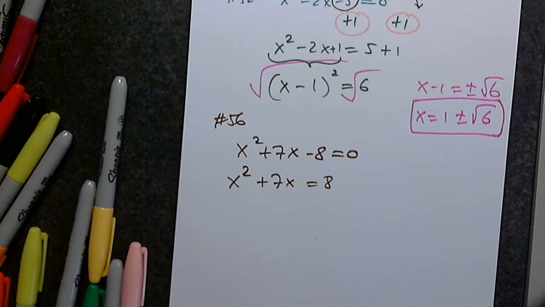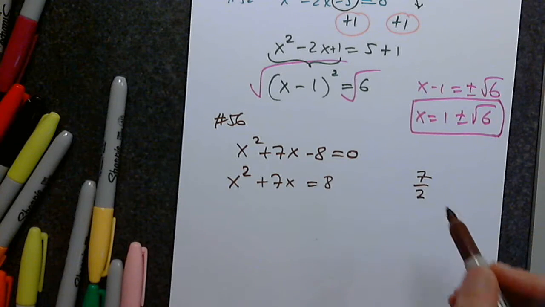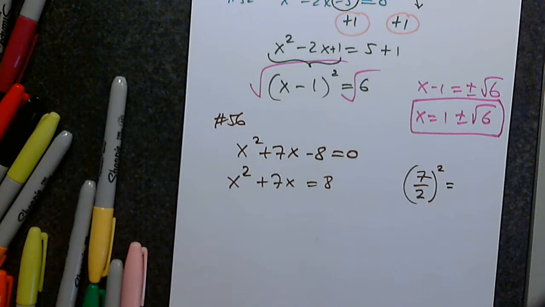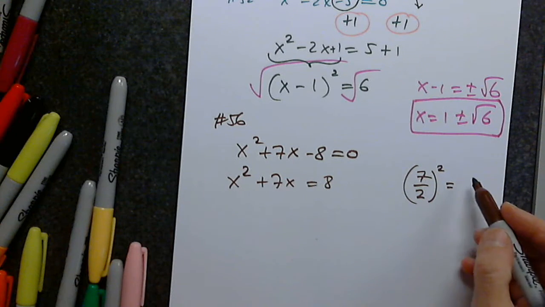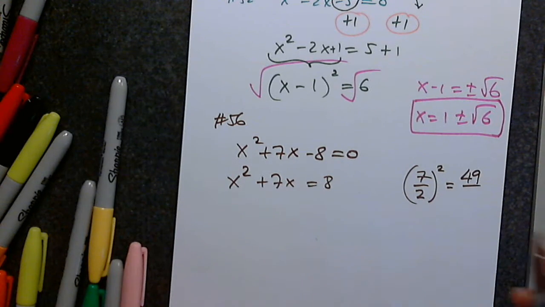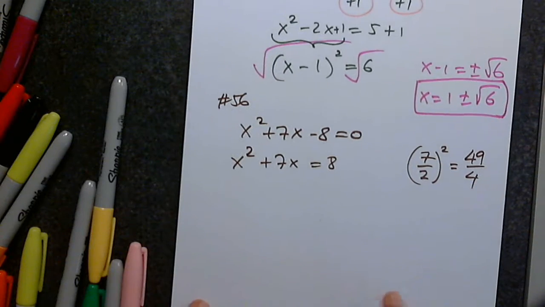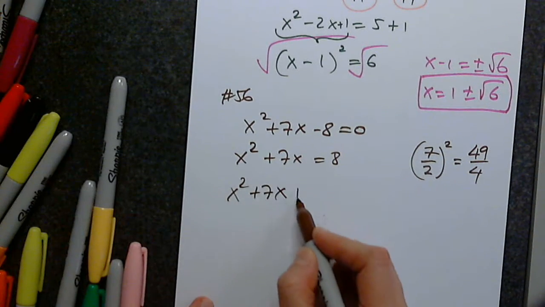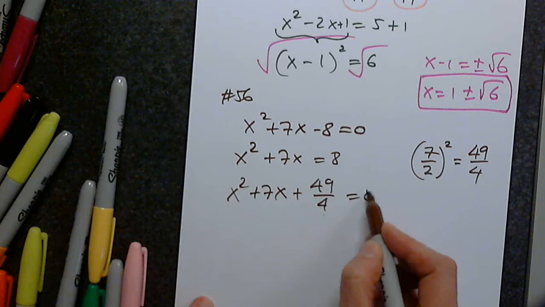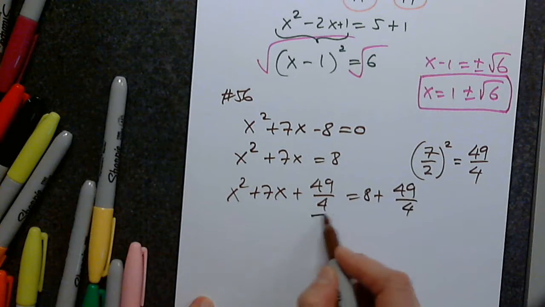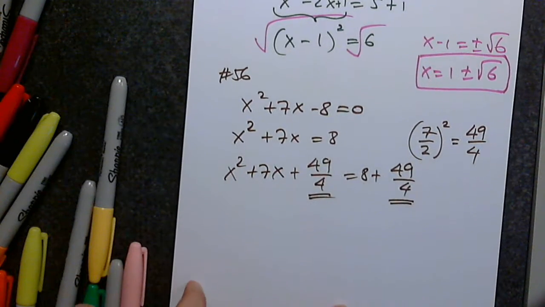Okay, what is the middle coefficient? 7. We divide it by 2. 3.5. We prefer fractions. 7 halves. So now we square 7 halves. What do we get when we square 7 halves? We square the top and we get 49. Excellent. And what do we do with this number? Add it to both sides. Excellent. x squared plus 7x plus 49 over 4 equals 8 plus 49 over 4. Please remember, we must add it to both sides.